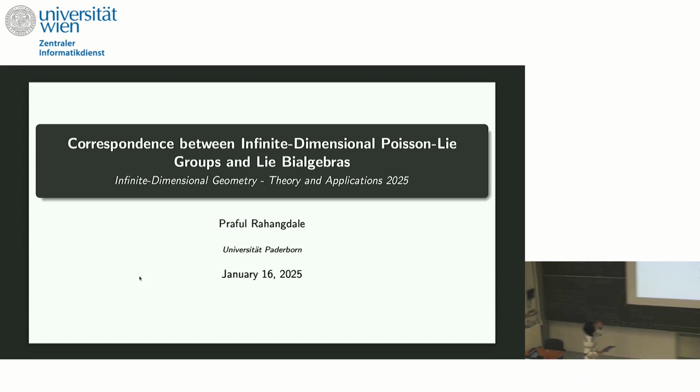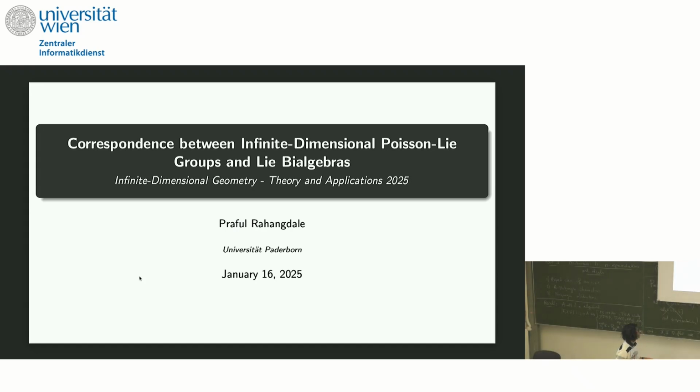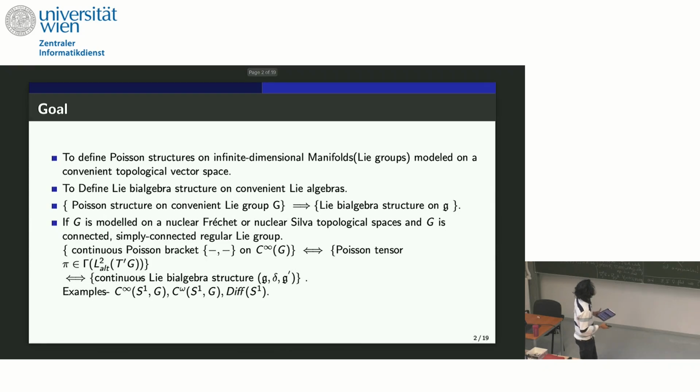As you can see, this talk is about the correspondence between infinite dimensional Poisson-Lie groups and Lie bialgebras. The goal of this talk is, first, to define Poisson structures on infinite dimensional manifolds and Lie groups, which are modeled on a convenient topological vector space. These are locally convex topological vector spaces which are Mackey complete, and the other way to characterize them is that all the curves on that space are Riemann integrable from 0 to 1.